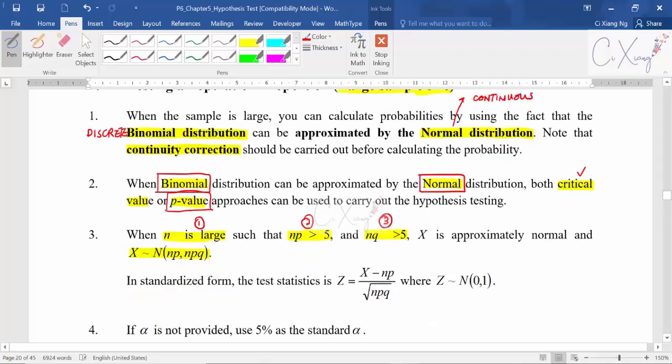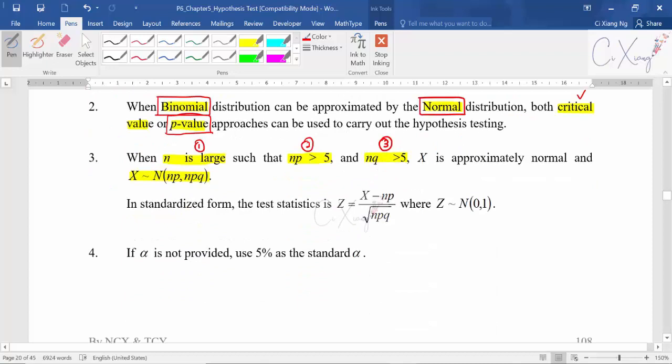When you want to use normal distribution to run the test for binomial distribution, then what is the test statistic? So this is the formula for the test statistic. It is Z equals x minus np, where np is the mean, divided by the square root of npq. So npq is the variance, so the square root of npq means the standard deviation. So this is the formula for the test statistic when you are changing binomial to normal.